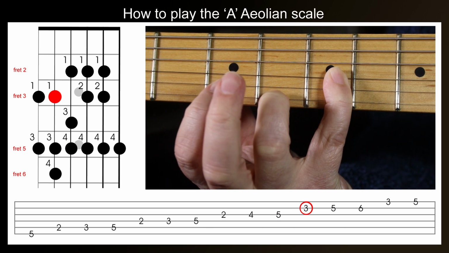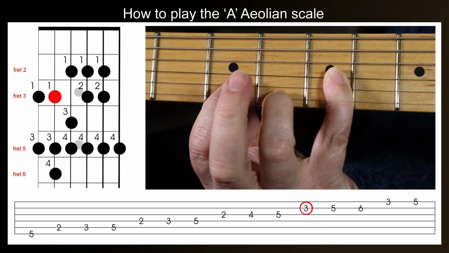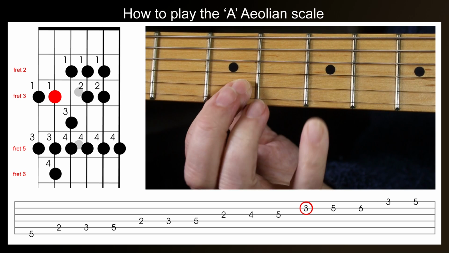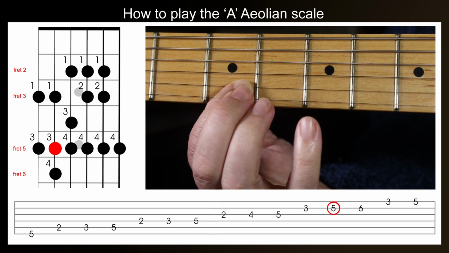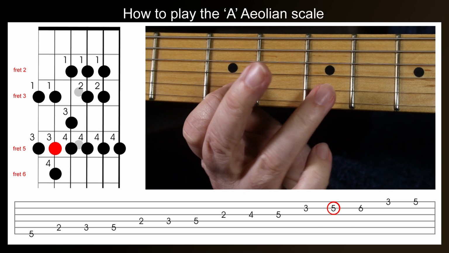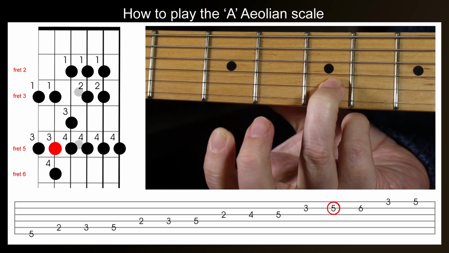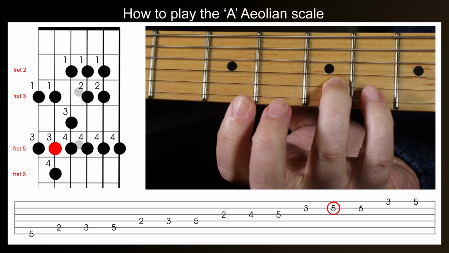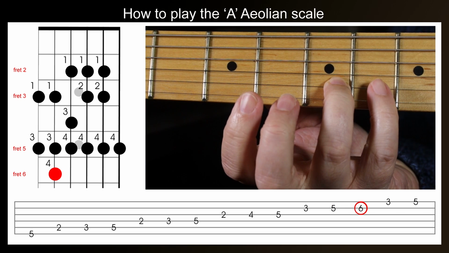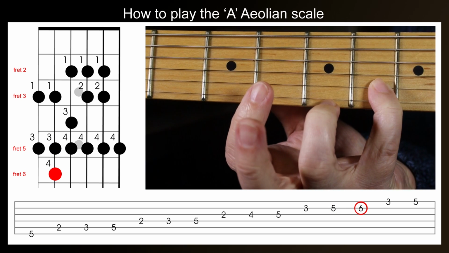Play the 3rd fret of the B string with the first finger. Play the 5th fret of the B string with the third finger. Play the 6th fret of the B string with the fourth finger.